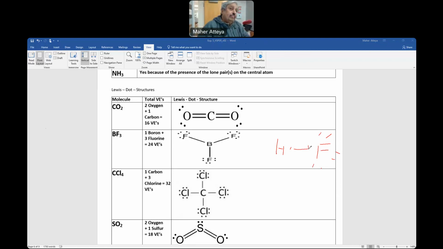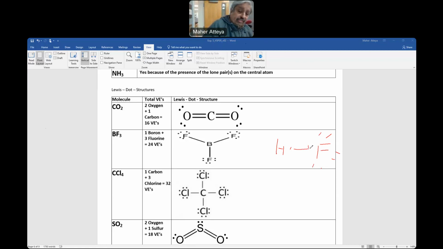Can you see it? Okay, so this one here, we don't have a central atom. To have a central atom, you have to have 3 atoms or more. To visualize what a central atom is, it means the core and the heart of the molecule. Here you have 2 atoms, you cannot say that you have a central atom. For a central atom, you have to have 3 atoms or more.